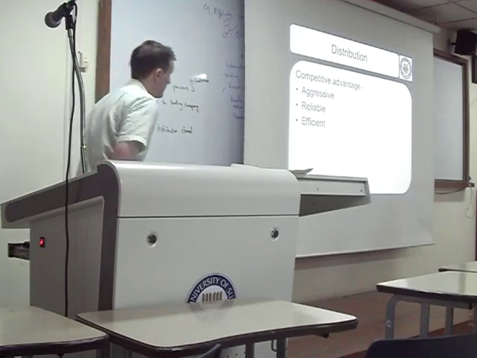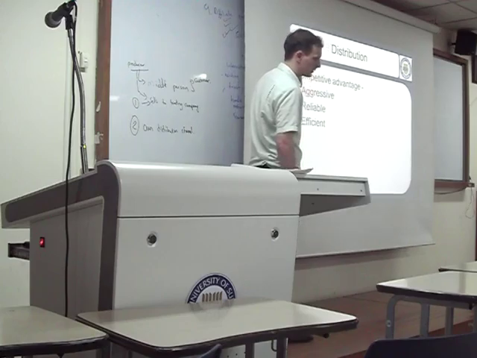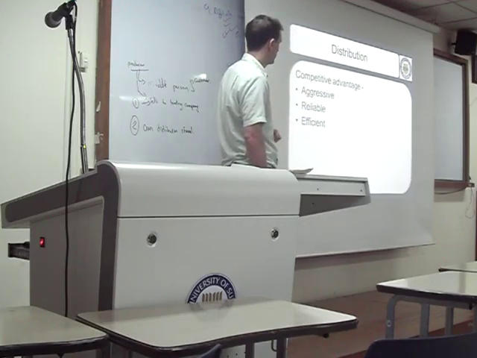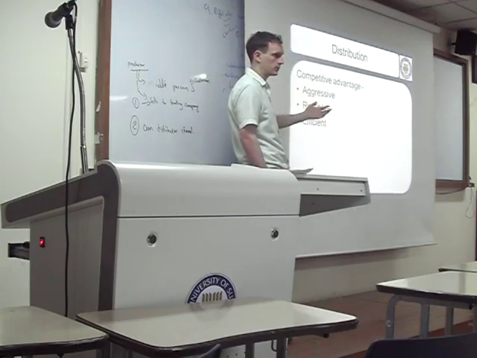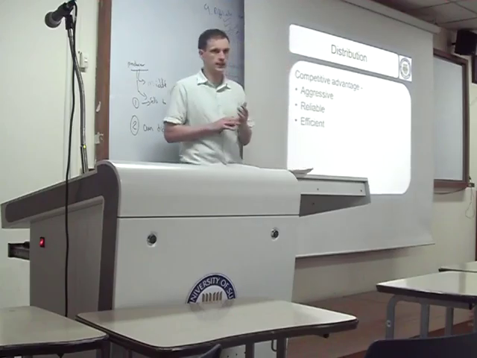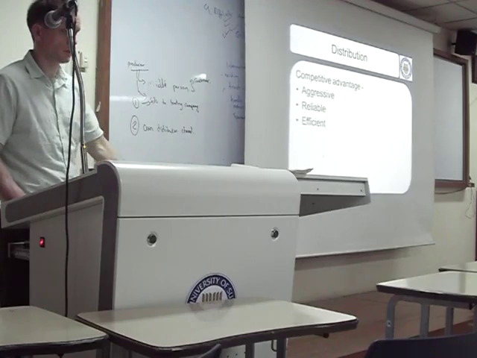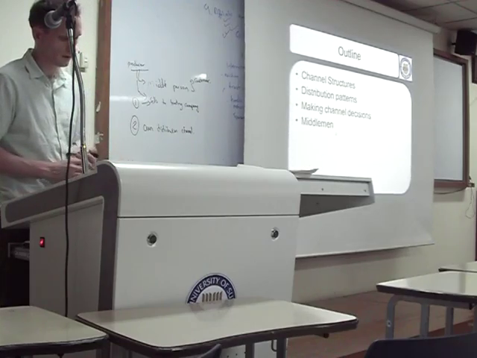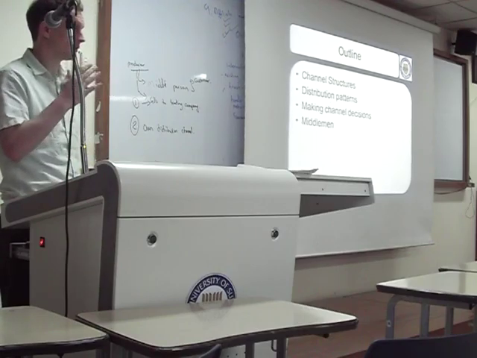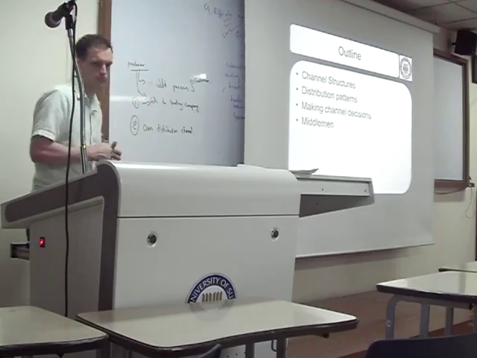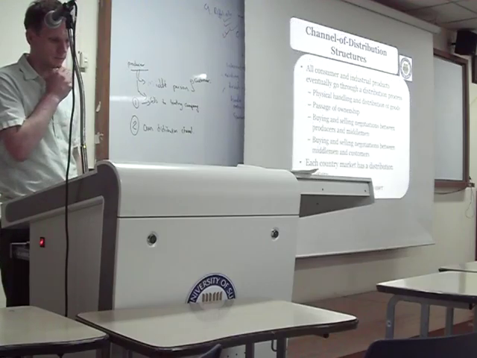So if we want to get a competitive advantage in distribution, we have to have aggressive distribution. It means that we are entering and doing it reliably. We don't break or damage the packaging or damage the product. And efficiently, it costs less time and less money. That's how we can have an advantage over other companies in distribution. So we're going to talk about the structures, the different structures of the channel. Do you understand channel? Like a river, the different pattern of distribution, and the middlemen, and how to make a decision.